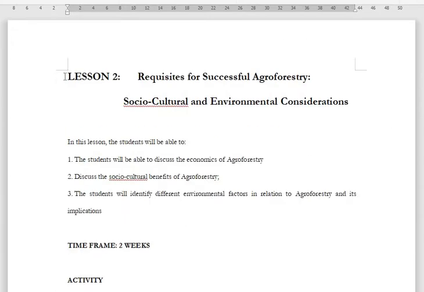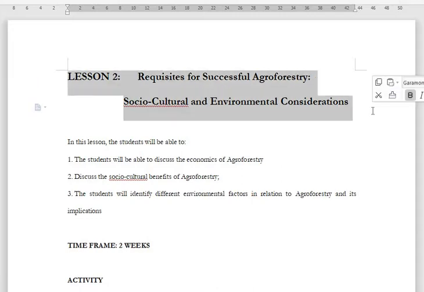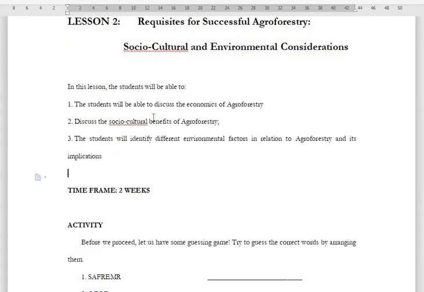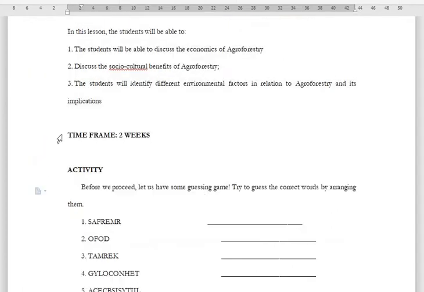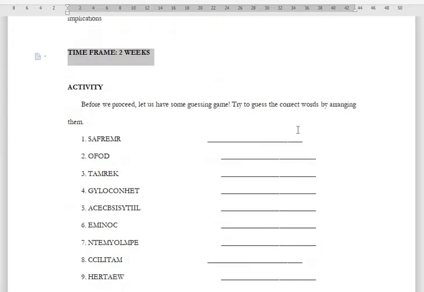Let's go to lesson 2. Requisites for successful agroforestry. Here, same format as the objective in the lesson. The time frame is a bit longer, 2 weeks, no? So when you schedule all your activities, at least every day allocate 1 hour a day to these subjects.